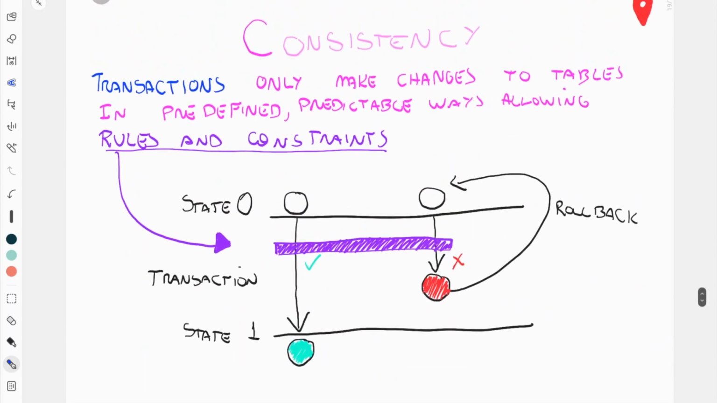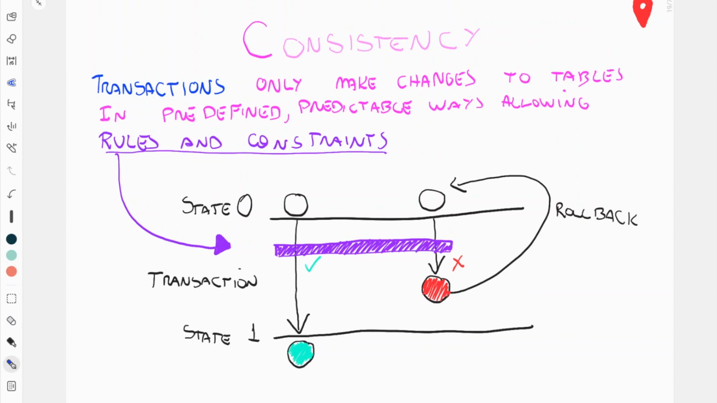So this is atomicity. About consistency, the second ACID property: transactions only make changes to the table in predefined and predictable ways. You expect something to happen, and that allows rules and constraints. Using the drawing from the last one, the error here happens because of some rule or constraint, such as expecting a specific data type. That's a good example.